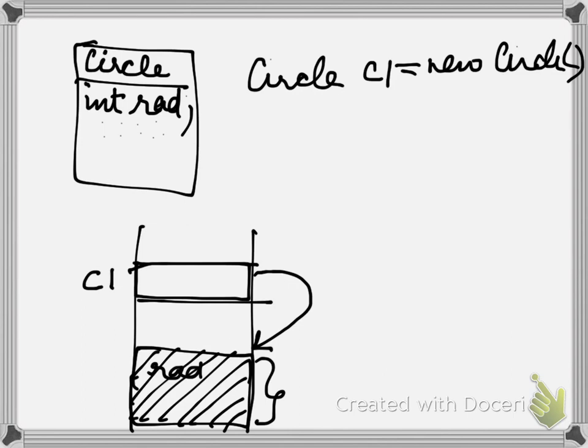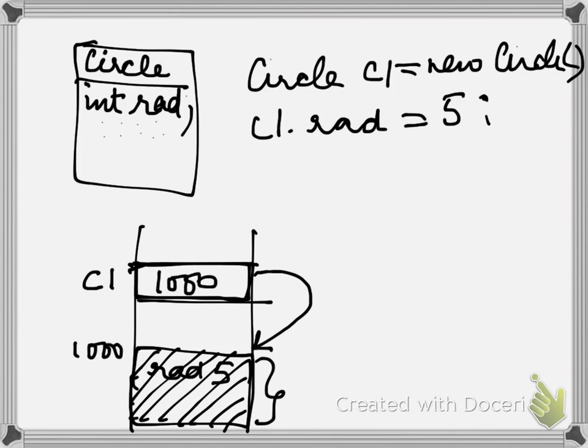So if I say C1.rad is assigned 5, in that case that 5 will be stored somewhere here, and what this location will hold is the address of this. Let's say the address of this is 1000. So 1000 would be stored in this location. Because of that, your C1, or your object, is known as a reference variable, because it is not storing the value, instead it is storing the reference to that value. So this is the reference.